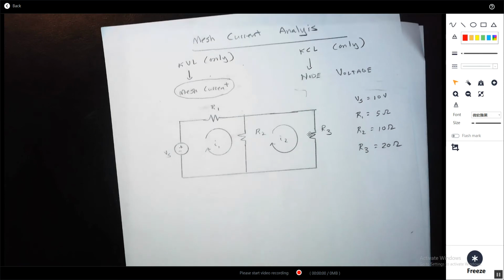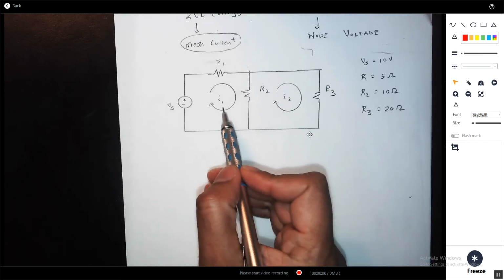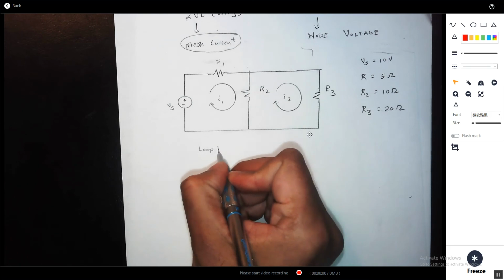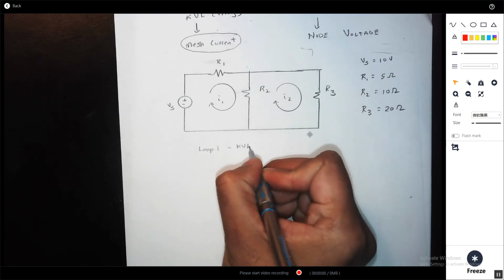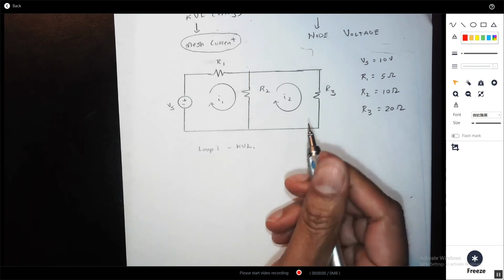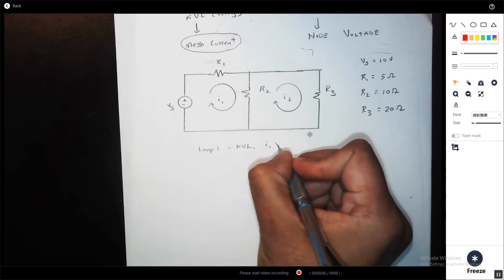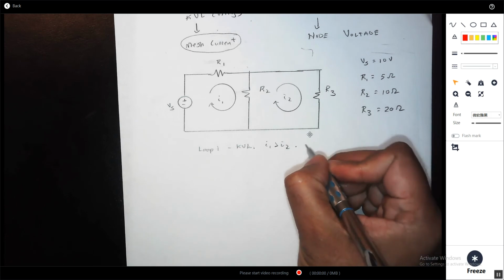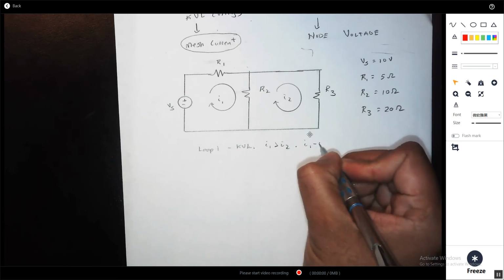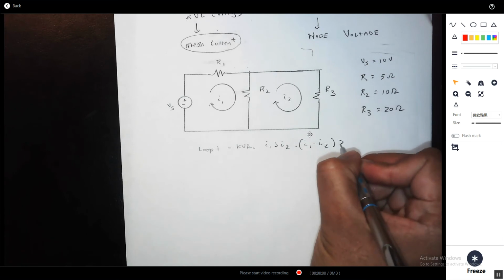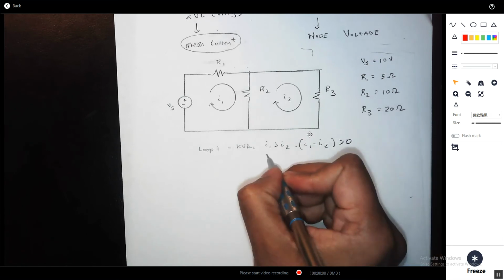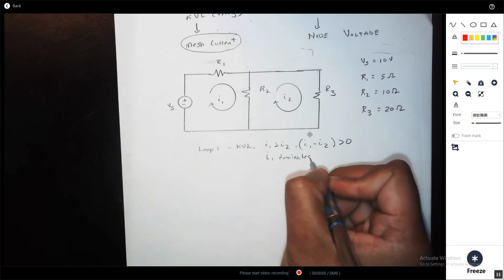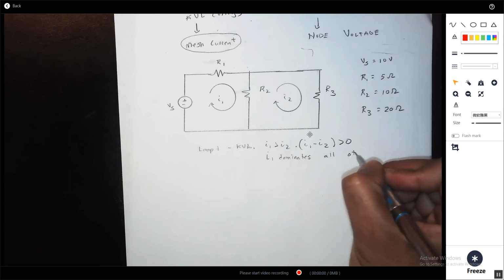Step one. In loop one, which is designated by I1, you write loop one KVL. But the only difference is I1 is greater than I2. Basically, what this means is that I1 minus I2 is greater than zero. So this means basically that I1 dominates all other currents.